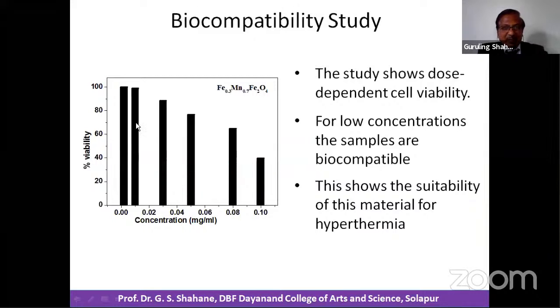This is the bar diagram for various concentrations, cell viability as a function of concentration. You will see that for lower concentrations, cell death is very, very low. Percentage viability is about 95% for this low concentration range. So for low concentrations, these nanoparticles can be used for hyperthermia applications.